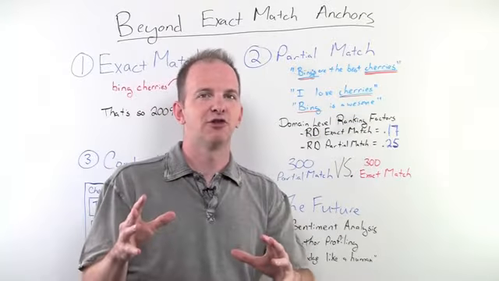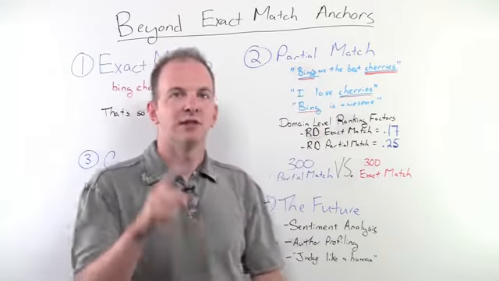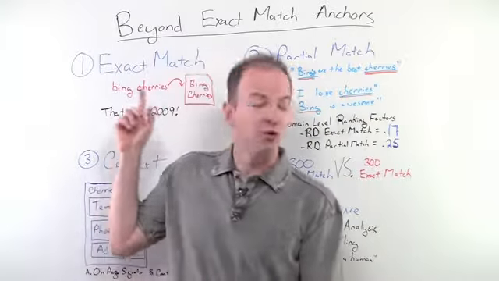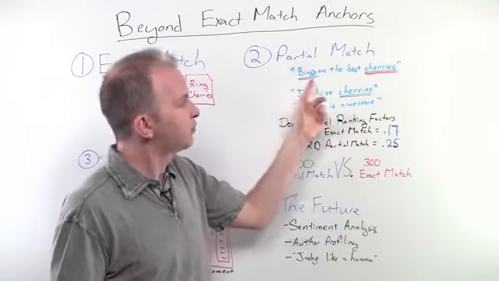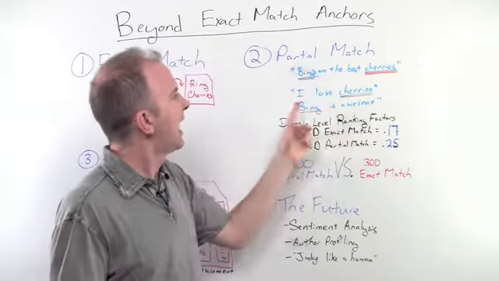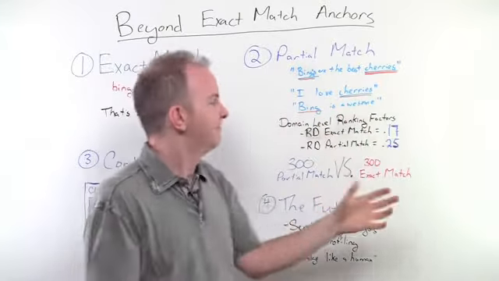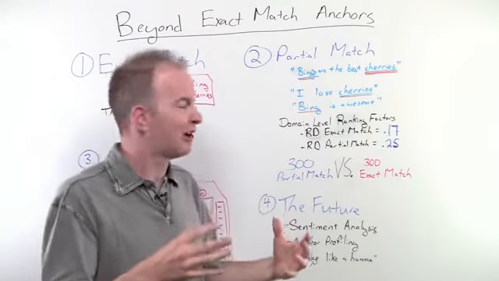The technical definition of partial match is any anchor text that contains at least one of your keyword phrases. So if your keyword phrase was Bing cherries, these would all count as partial match anchor text: Bing are the best cherries. I love cherries. Bing is awesome. Yeah, it's probably not what they're talking about, but it's still technically partial match anchor text.